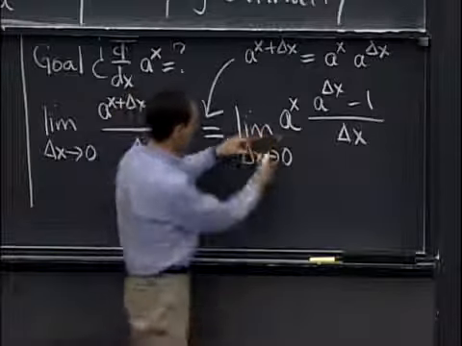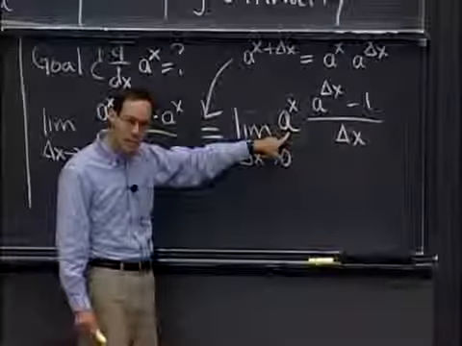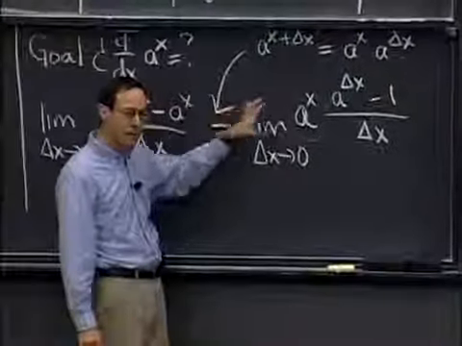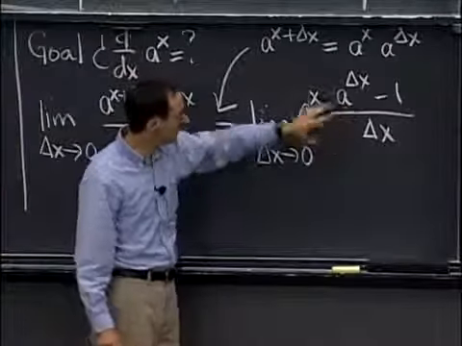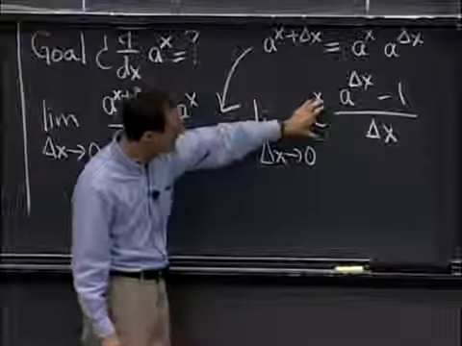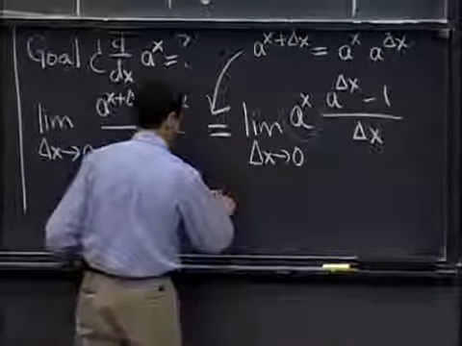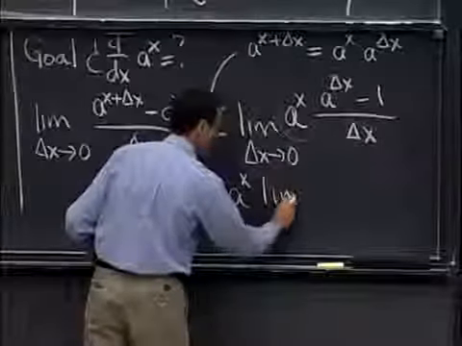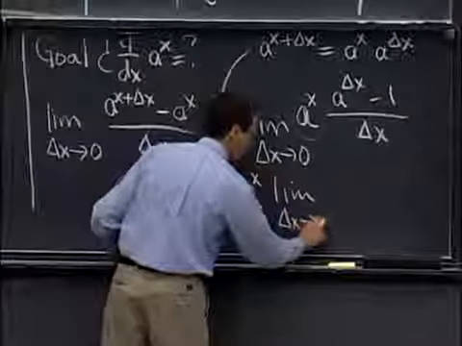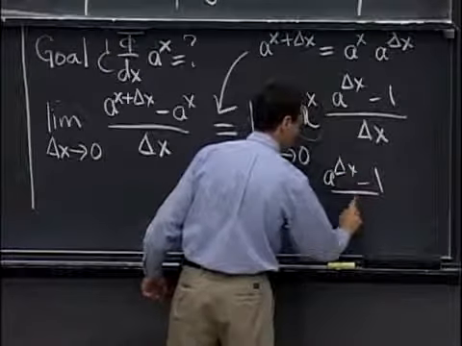So that means that this factor here, which is a common factor, is constant. And we can just factor it out of the limit. It doesn't affect the limit at all. A constant times the limit is the same as whether we multiply before or after we take the limit. So I'm just going to factor that out. So that's my next step here, a to the x, and then I have the limit as delta x goes to 0 of a to the delta x minus 1 divided by delta x.